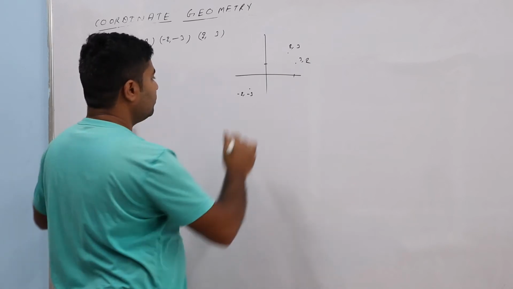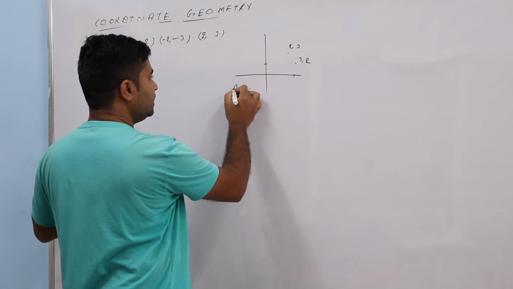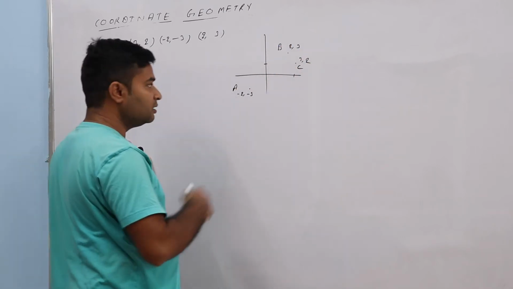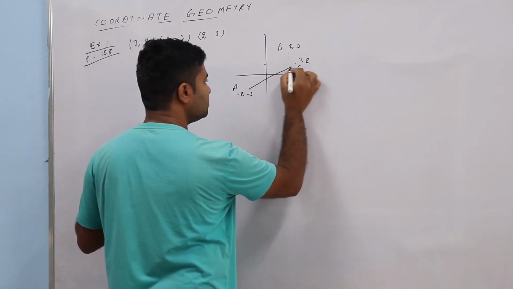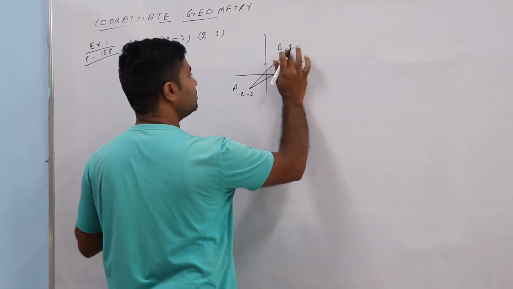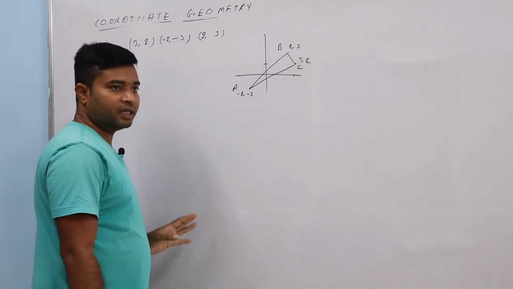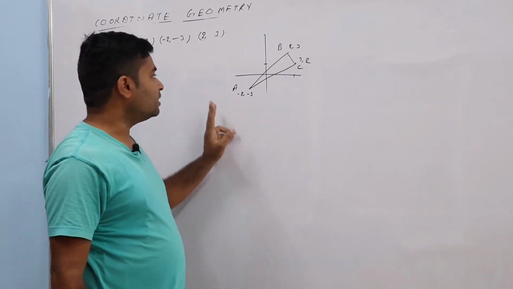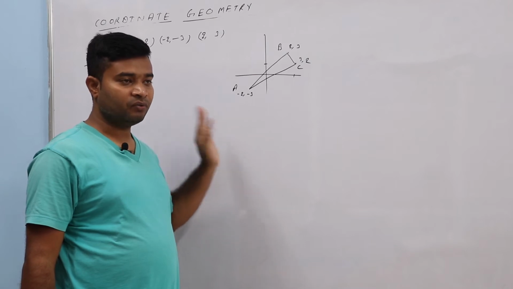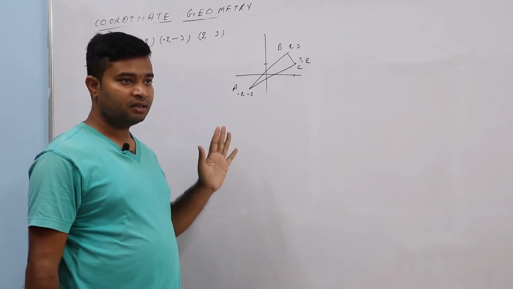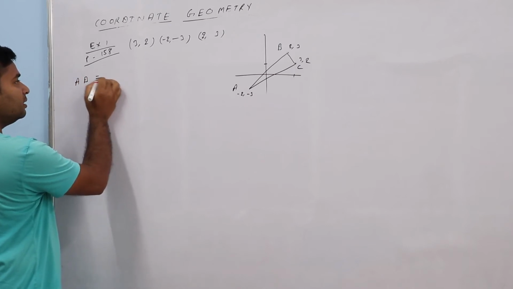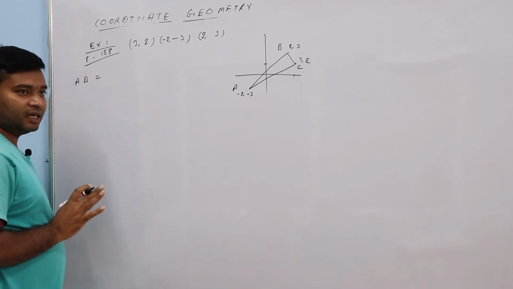Achha. We will give the names A, B, C. Just for our assumption we are joining them, because if it forms a triangle, it will form like this only. Yes, na? So what we will do? We will find the distances AB, BC, and AC. Correct, na?